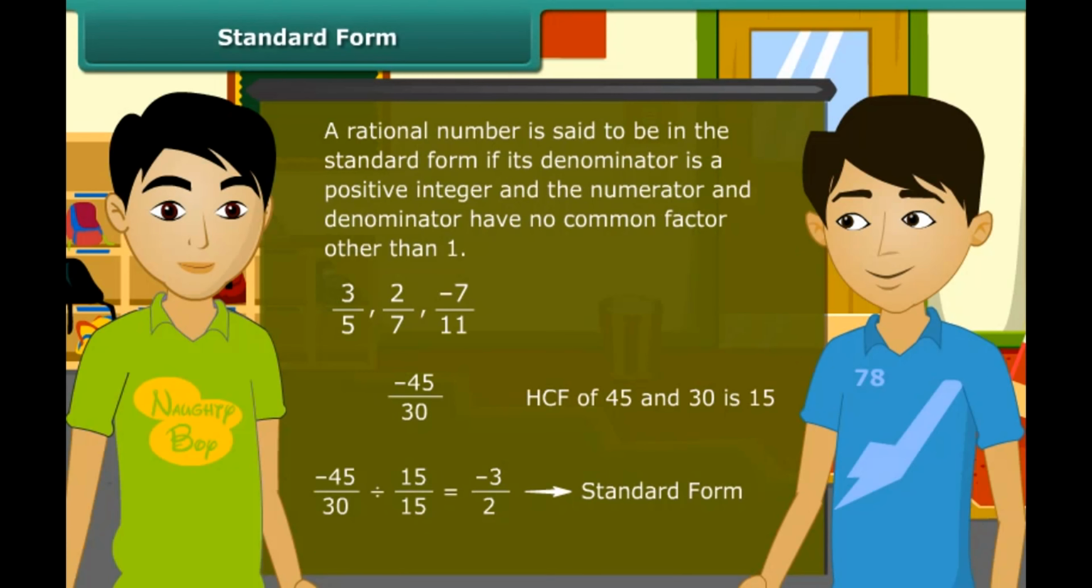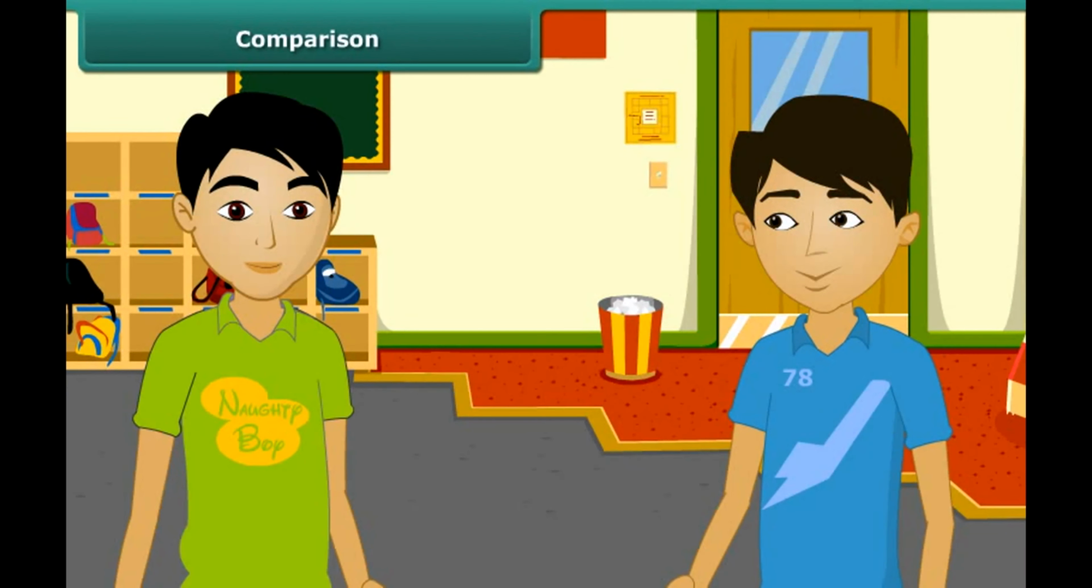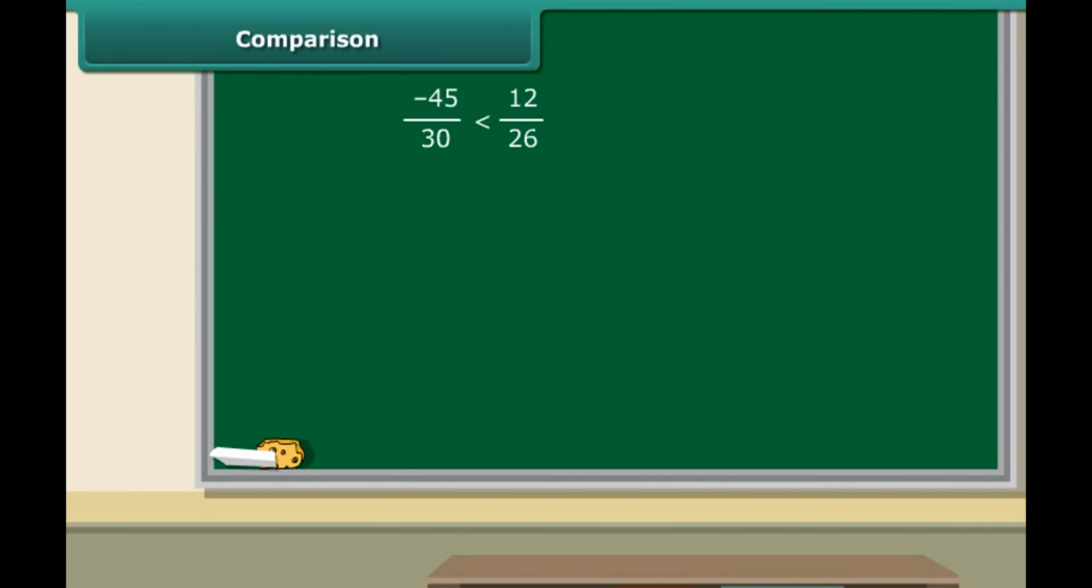Yes, so we will divide the numerator and denominator by 15, and we will get the rational number minus 3 by 2, which is in a standard form. If we are given two rational numbers, can you compare them? No. I will tell you how to compare rational numbers. We know that a negative number is always smaller than a positive number.